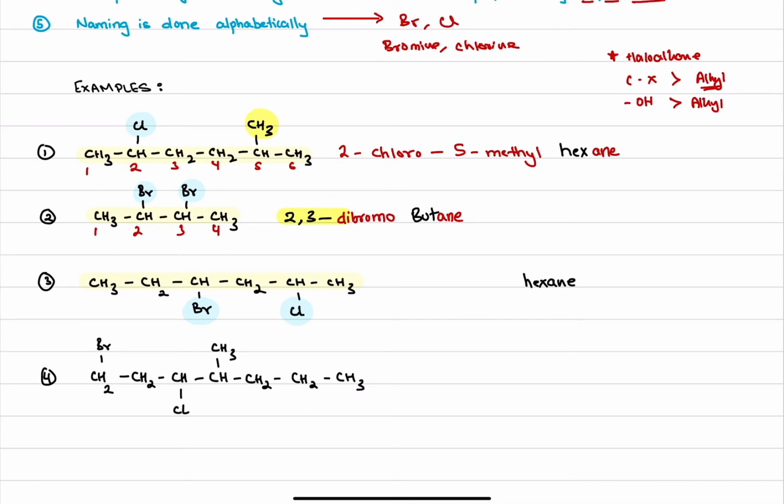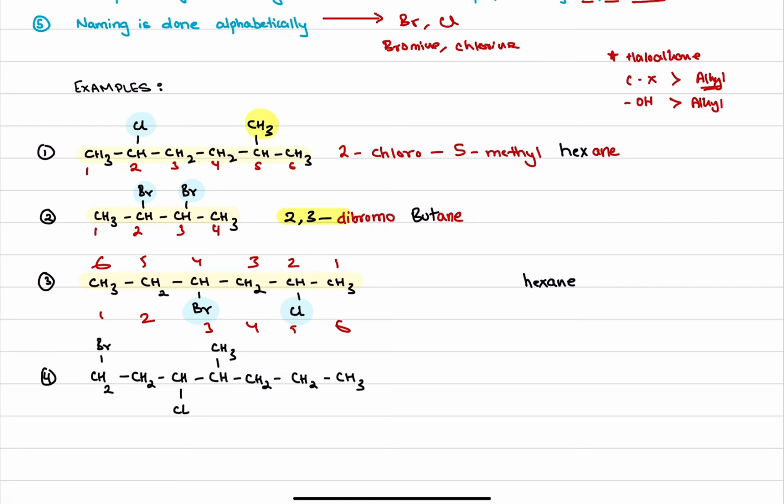So if I start from here, I have 1, 2, 3, 4, 5, 6. So in this case, Br is on the 3rd carbon and Cl is on the 5th carbon. If I decide to do it in another way, it will be 1, 2, 3, 4, 5, 6. In this case, I have Cl on the 2nd carbon and bromine on the 4th carbon. Now, this is definitely better than this, right? Look at this one. In this case, we have 3 and 5. In the other case, let me label it, in this case, we have the 3rd carbon and 5th carbon.